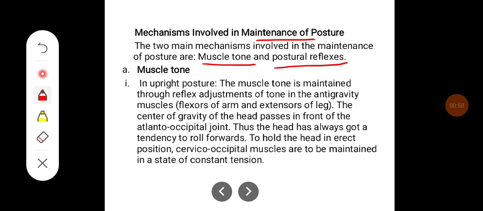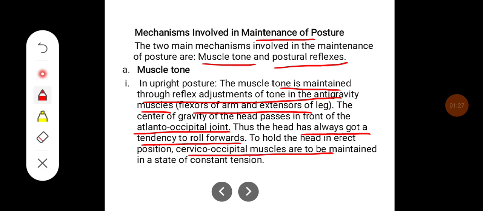Muscle tone. In upright posture, the muscle tone is maintained through the reflex adjustment of tone in the anti-gravity muscles, that is, flexors of the arm and extensors of the leg. The center of gravity of the head passes in front of the atlanto-occipital joint. Thus, the head always has a tendency to roll forwards. To hold the head in an erect position, cervico-occipital muscles have to be maintained in a state of constant tension.